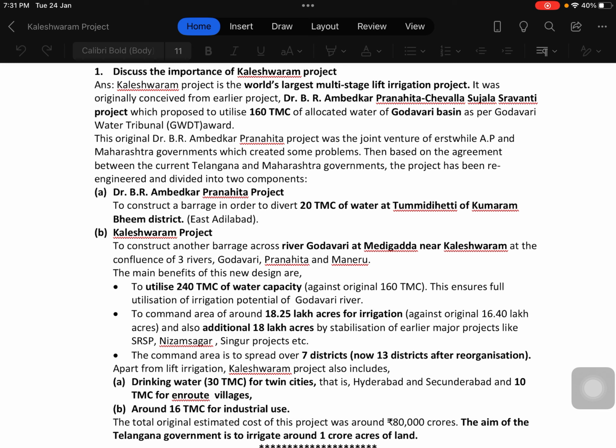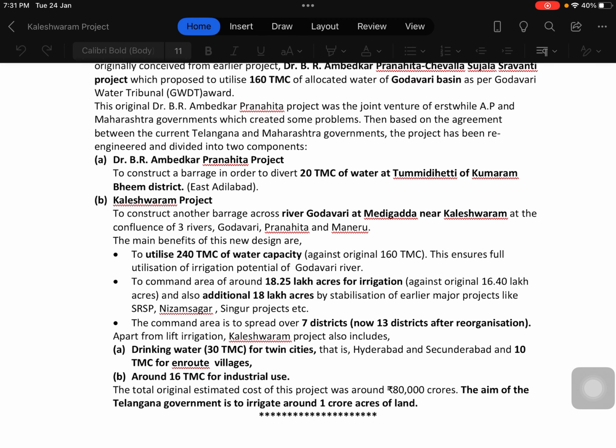And also an additional 18 lakh acres by stabilization of earlier major projects like Sri Ram Sagar project, Nizam Sagar project, Singur project, etc. Third, the command area is to spread over 7 districts. Now after reorganization, it is 13 districts. Apart from lift irrigation, the Kaleshwaram project also includes drinking water of around 30 TMC for the twin cities, that is Hyderabad and Secunderabad, 10 TMC for all the en route villages, and around 16 TMC for industrial use. Okay, now I think you can understand the importance of the Kaleshwaram project.